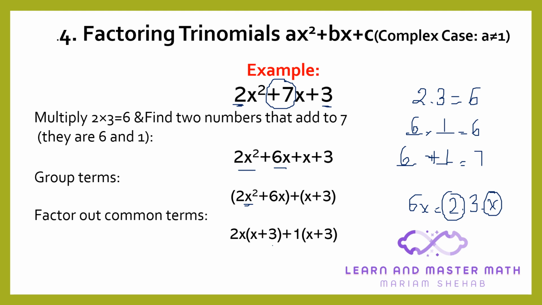What about the second group, x plus 3? It has only 1 as a common factor, so I'll take out 1. Now notice that between group 1 and group 2, there's an x plus 3 in common. So I'll take it out as a common factor, and there will be a 2x plus 1 in the other factor. So 2x plus 1 multiplied with x plus 3.